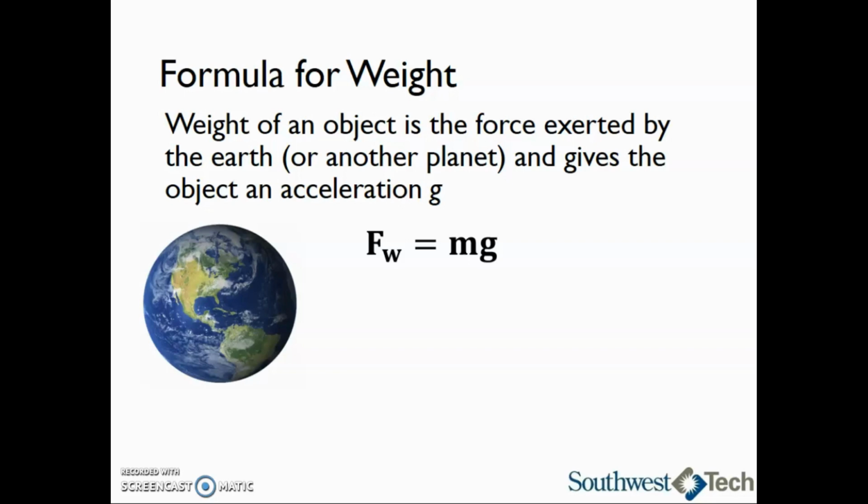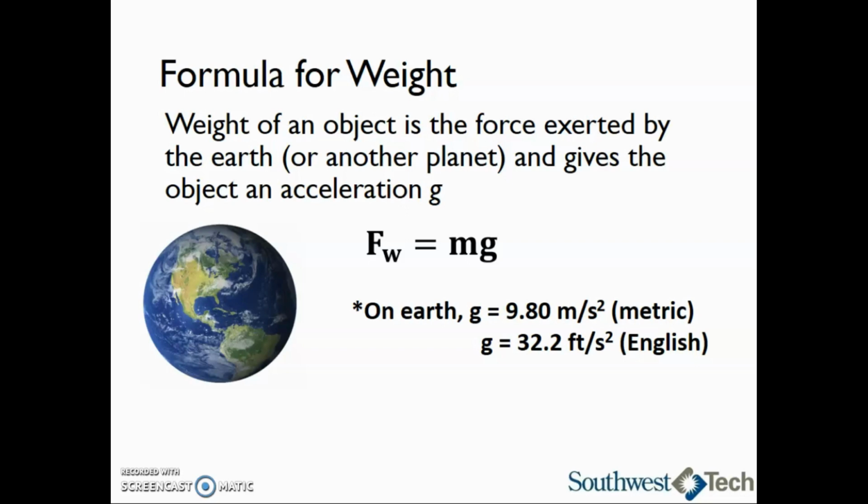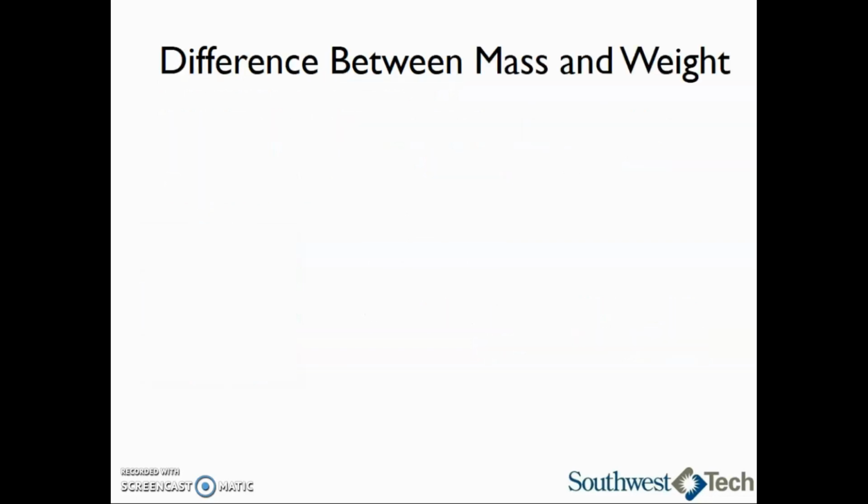The acceleration of gravity g is a constant that depends on which planet you are on. On Earth, g equals 9.80 meters per second squared or 32.2 feet per second squared, depending on which system of units we are in. It is very important to note that mass and weight are not the same thing, which we can see from the formula on the previous page.